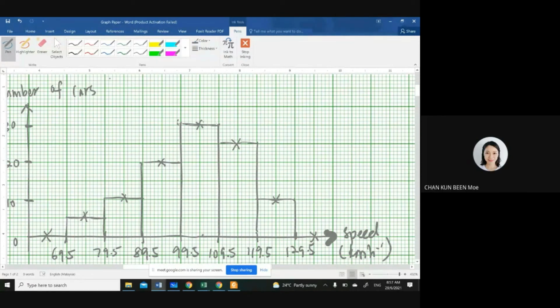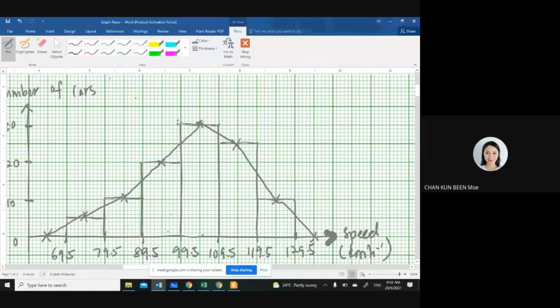Yes. So after that, you join all the midpoints together. Join like this. Okay, then it is done. Okay, hold on, this one is gone. So we call this a frequency polygon. Are you okay? Sometimes you can draw a frequency polygon without going through the histogram.